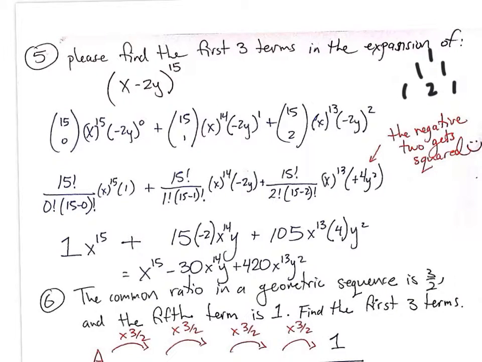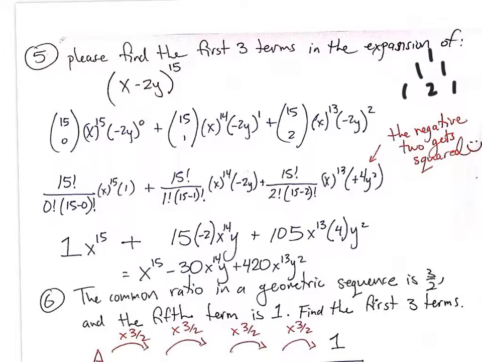So it's like the combination formula. So we start at 0. Remember, these numbers will always be the same. 1 and 1, 2 and 2. And the exponents will always add to 15, because that's our exponent. Okay. So 15 factorial, 0 factorial, 15 minus 0 factorial. Doing this will give you 1, doing this will give you 15, doing this will give you 105.